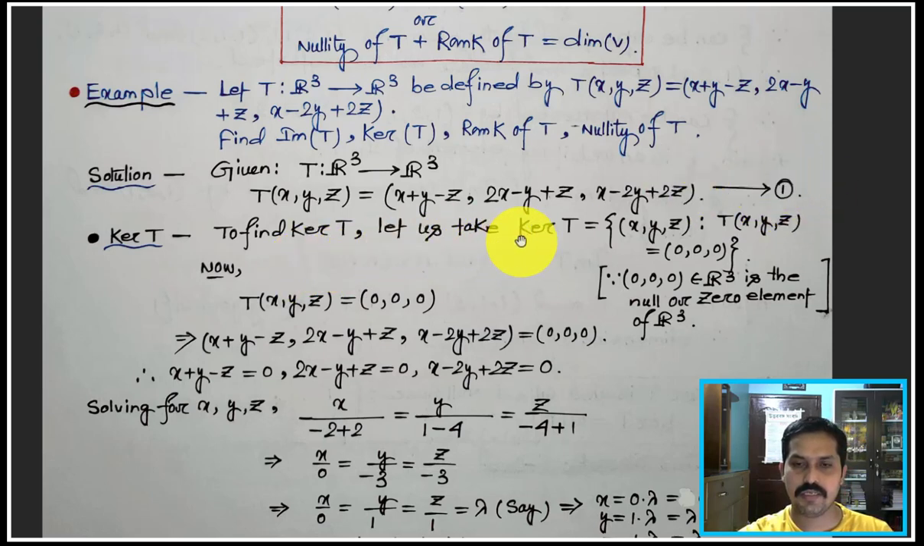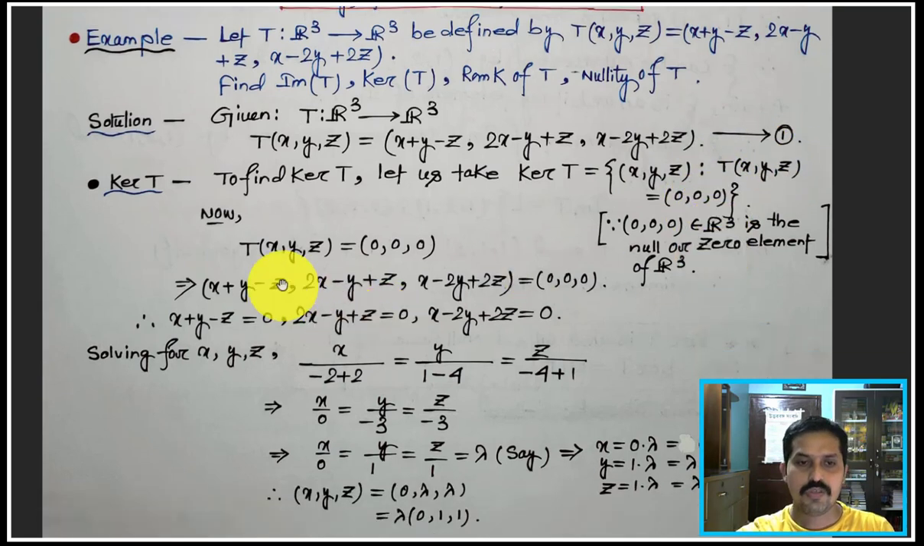To find ker-T, let us take ker-T equals the set of (x, y, z) such that T of (x, y, z) equals (0, 0, 0), because we know ker-T is a subset of capital V or domain set, so that the images of every element of ker-T is the null element 0 which belongs to the codomain set W. In other words, ker-T is the subset of V which contains all the pre-images of the element theta belonging to W. So according to the definition, x, y, z are those elements such that the linear transformation of (x, y, z) equals (0, 0, 0).